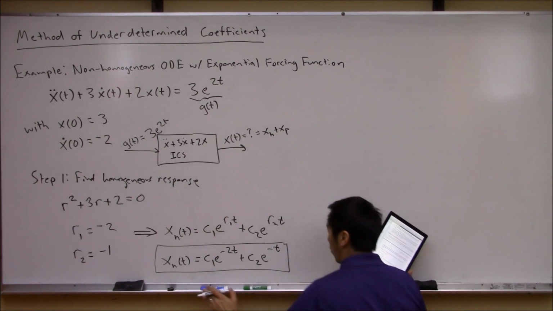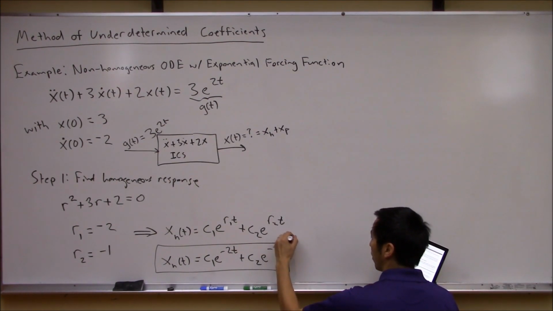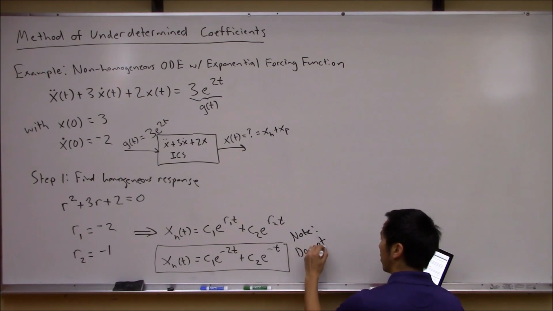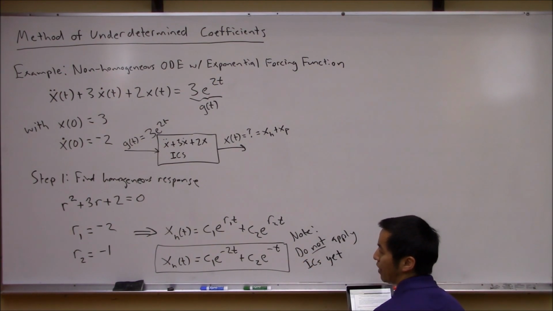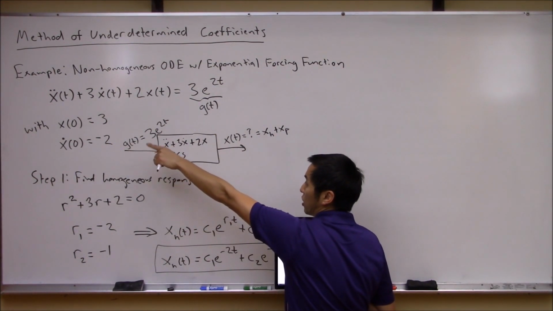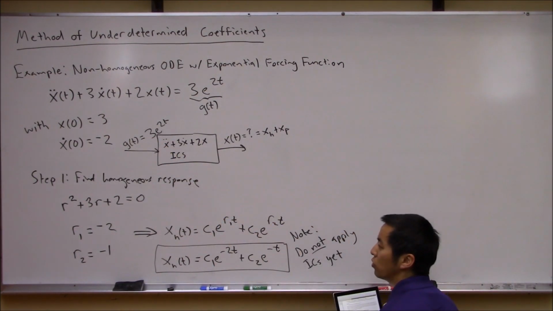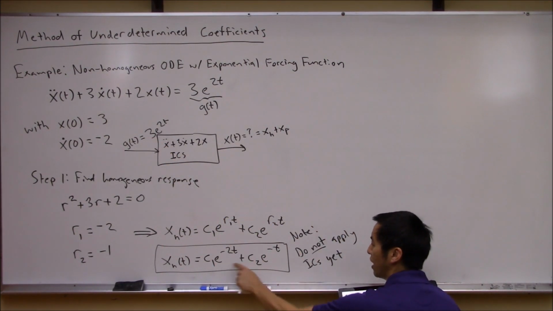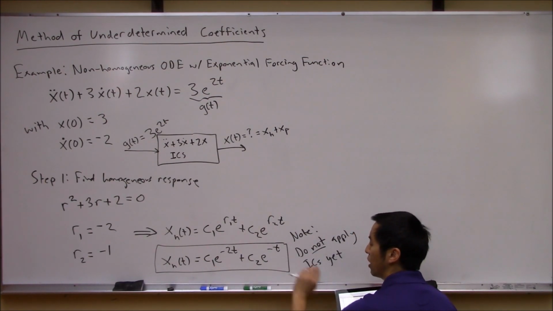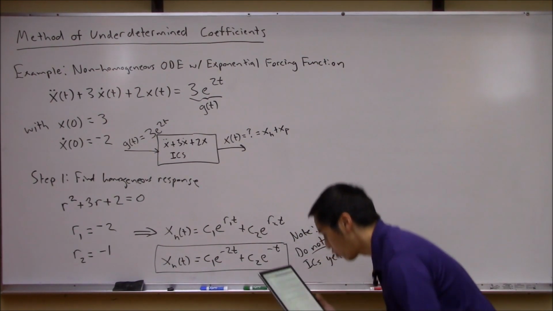Now, the thing that we want to make a note of here: do not apply your initial conditions yet. You remember last time in the homogeneous situation, we could find C1 and C2 by applying the initial conditions up there, but we're going to wait and do that later. So don't do this, just leave it in this form of C1 e to the -2t plus C2 e to the -t. All right, great.